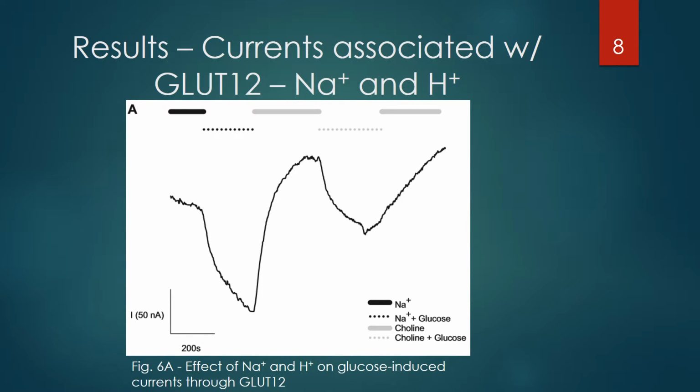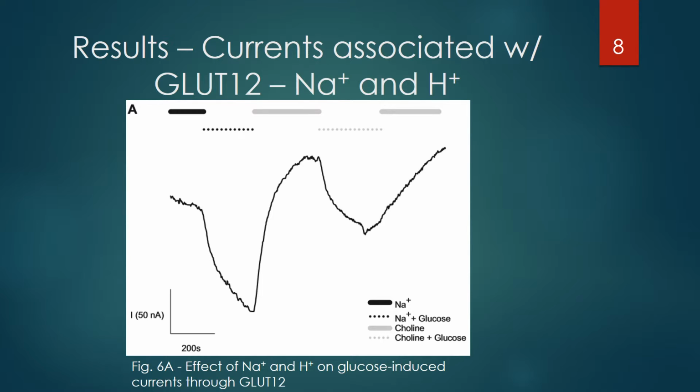This figure shows the currents associated with sodium and hydrogen ions on GLUT12. The main thing you're going to want to look at is the areas of the black dotted lines and the gray dotted lines. The black dotted lines represent the sodium ions present when glucose is being taken up by GLUT12, and what you see is a dramatic depolarization from its initial starting point of 50 nanoamps.